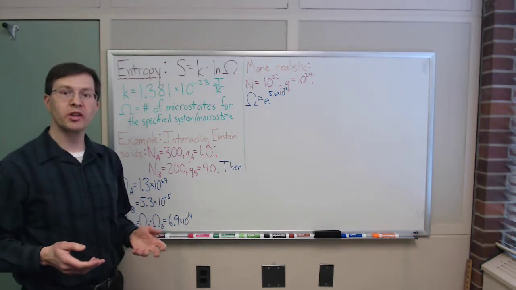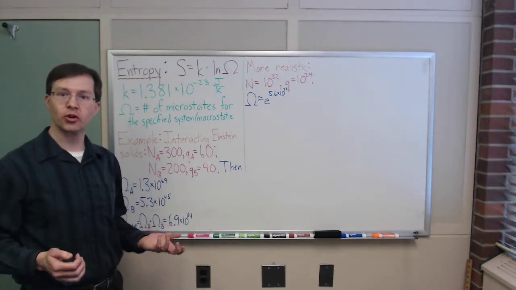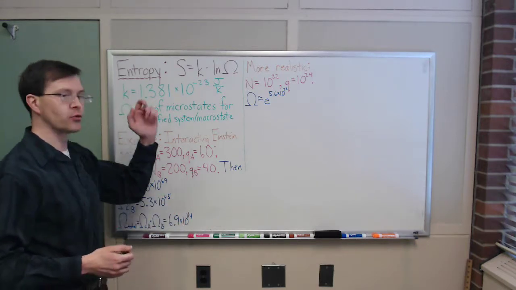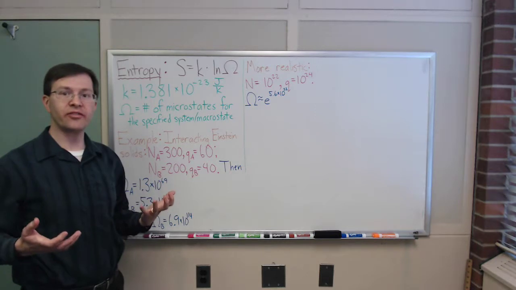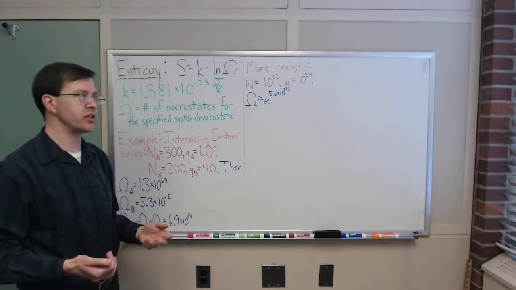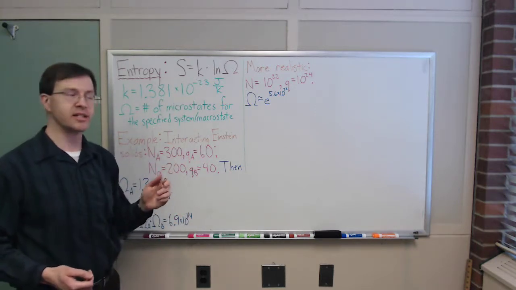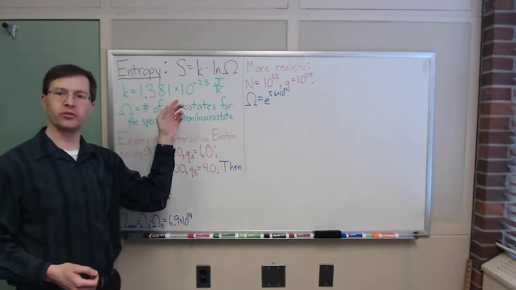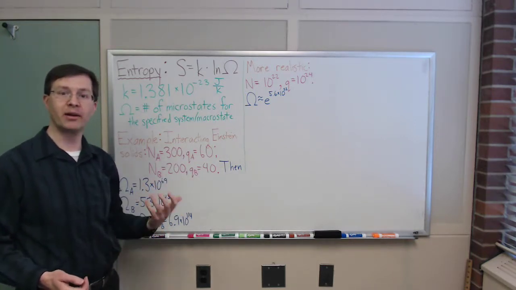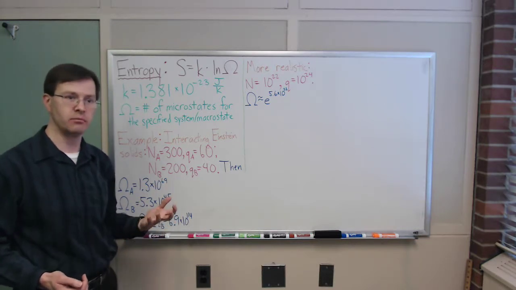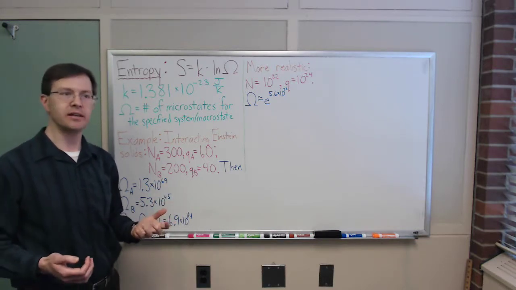I want to introduce one of the most fundamental concepts in thermal and statistical physics, the concept of entropy. Entropy, big S, is conventionally defined in terms of our fundamental definitions as k, Boltzmann's constant, 1.381 times 10 to the minus 23rd joules per Kelvin, times the natural log of omega, where omega is the number of microstates in our system in whatever macro state that it's in.